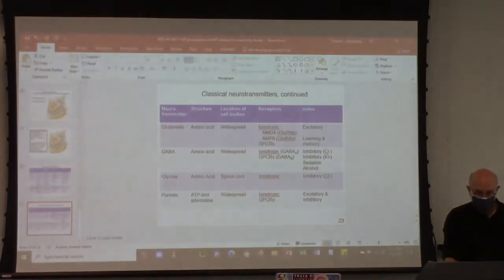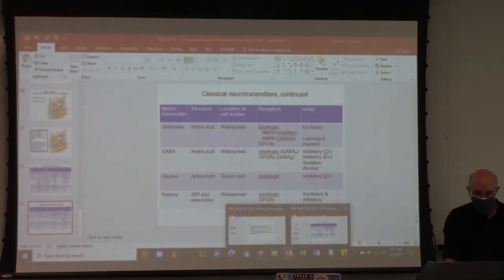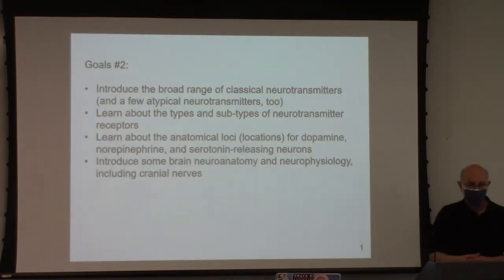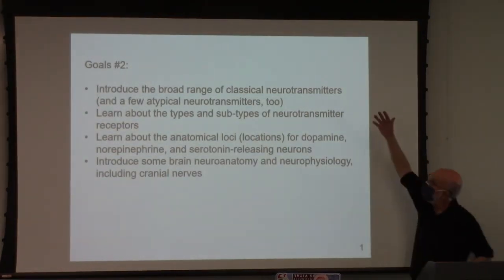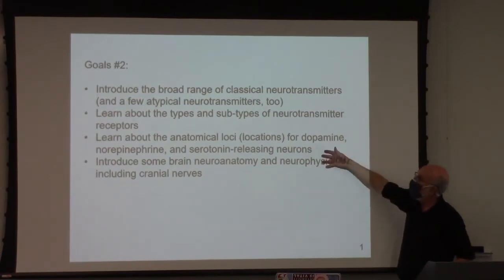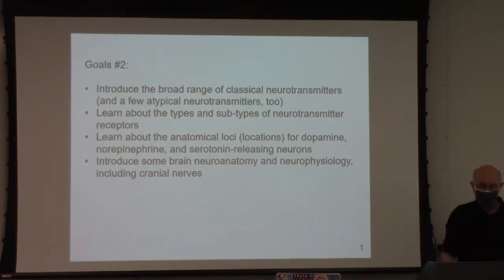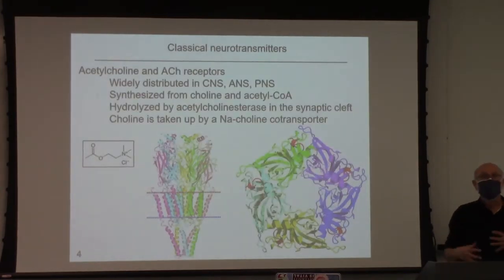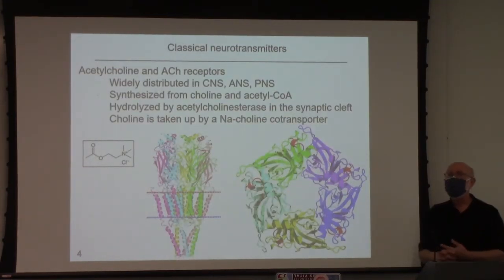So I'm going to open up the other PowerPoint. So we're transitioning to the second PowerPoint. And we're going to talk about neurotransmitters, and we're going to talk about some neuroanatomy. So here are the tables again. So let's start talking about acetylcholine.